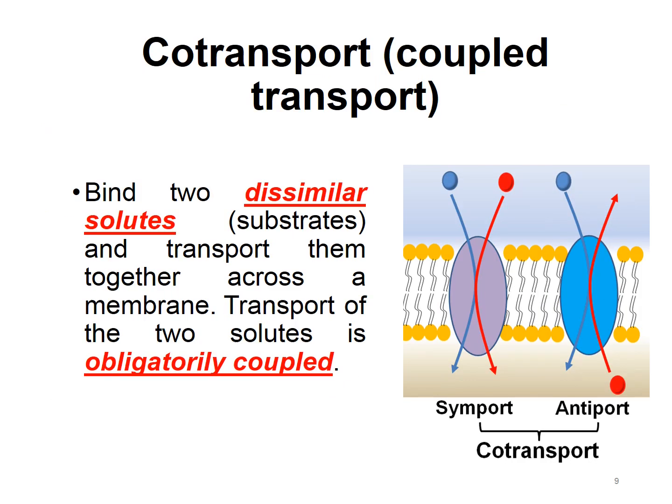ممكن يكون الترانسبورت ده بيحصل لـ two molecules at the same time. Two dissimilar molecules, two different substances are transported at the same time and their transport is coupled and this coupling is obligatory. فده بنسميه co-transport أو coupled transport.